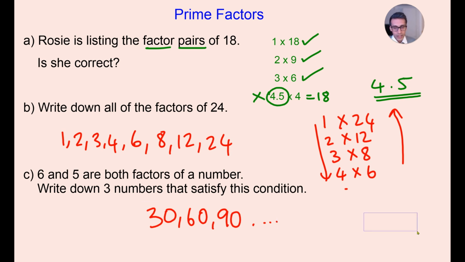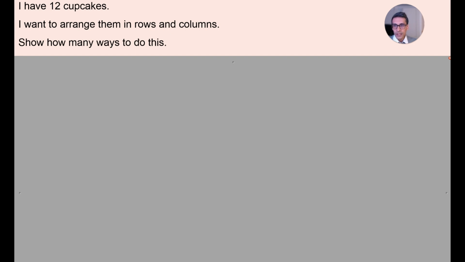Okay, so we've looked at factors, factor pairs, and making lists. Let's go into a bit more depth now. Now, if I want to arrange something into rows and columns, I put them into something called an array. And an array is, for example, if I had 6 cupcakes, I could do this type of array. 1, 2, 3, 4, 5, 6. So this is a 2 by 3 because it's got two rows and 3 columns.